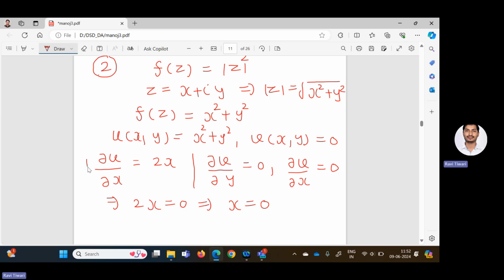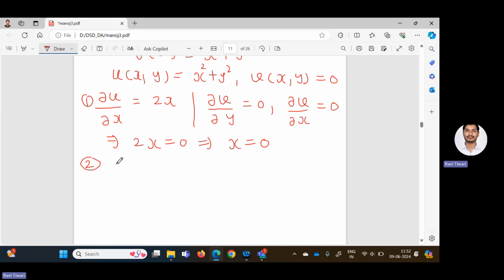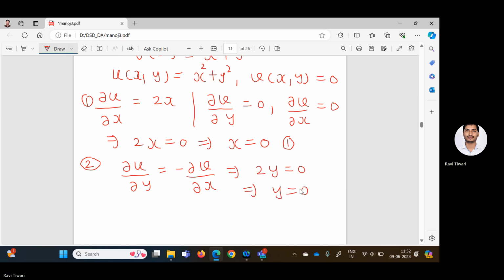This is the first component. The second component is dou u by dou y, which must be equal to minus dou v by dou x. Dou v by dou x we are getting 0, so dou u by dou y is also 0. So 2y equal to 0, and this will imply y equal to 0. If you observe carefully, the CR equation is satisfied only at x equal to 0 and y equal to 0.